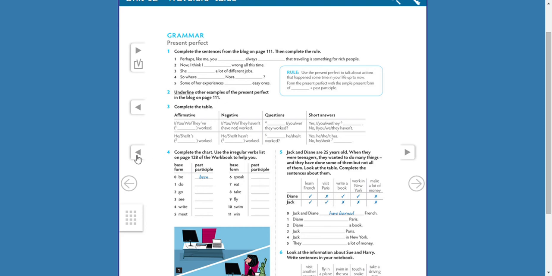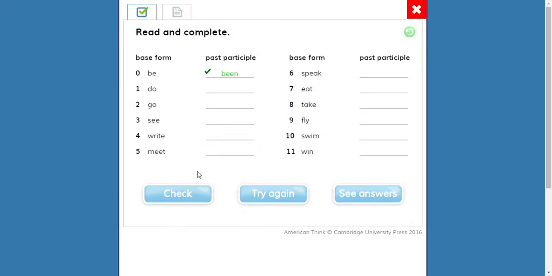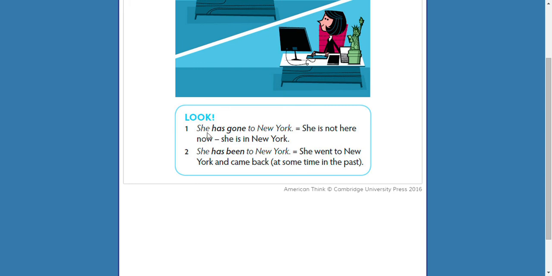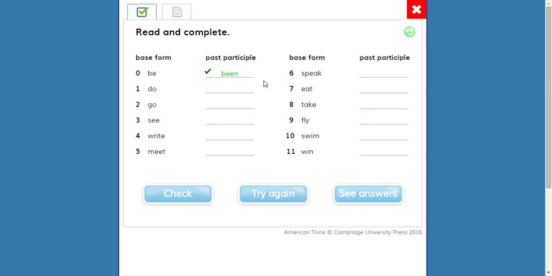So I'm going to complete this activity for you. Okay, I'm going to do this. For example, here I have the rule. Now look, she has gone. Okay. I'm going to leave this for a while. I'm going to continue with this. Number 1, do. In the past, you say did. Okay, in the past you say did, but you don't need the past. You need the past participle. So you need done. For example, you say go, teacher, when? Okay, but that is the simple past. You need the past participle, gone.